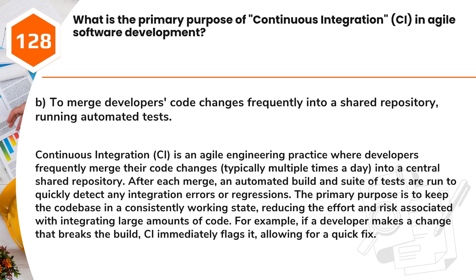The primary purpose is to keep the codebase in a consistently working state, reducing the effort and risk associated with integrating large amounts of code. For example, if a developer makes a change that breaks the build, CI immediately flags it, allowing for a quick fix.